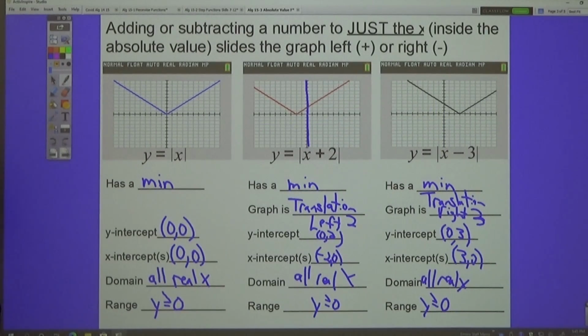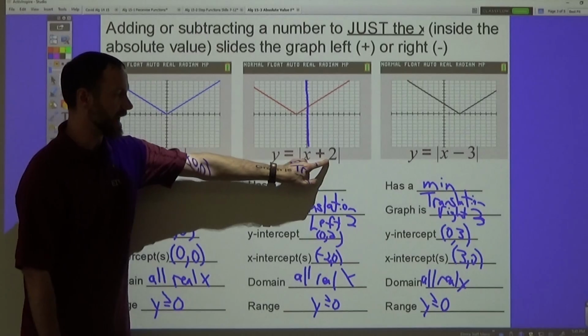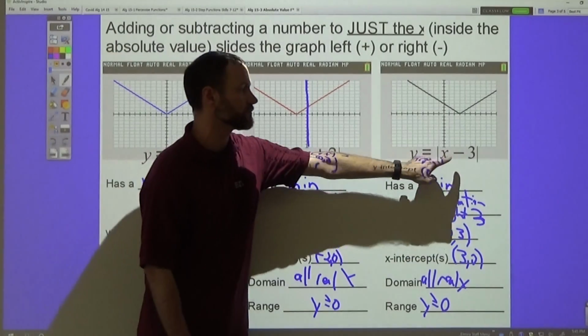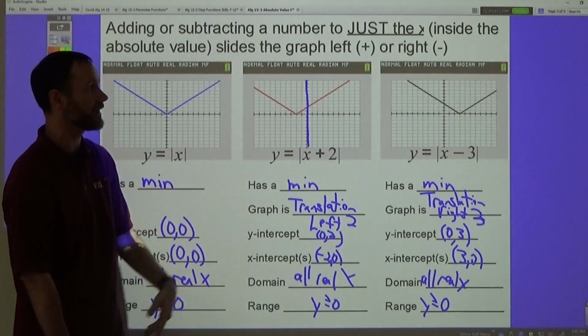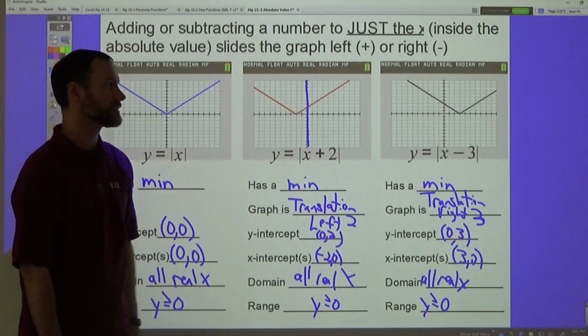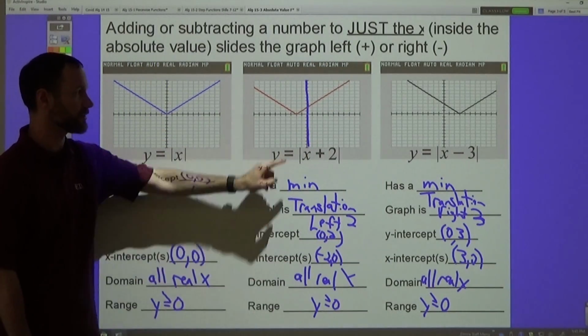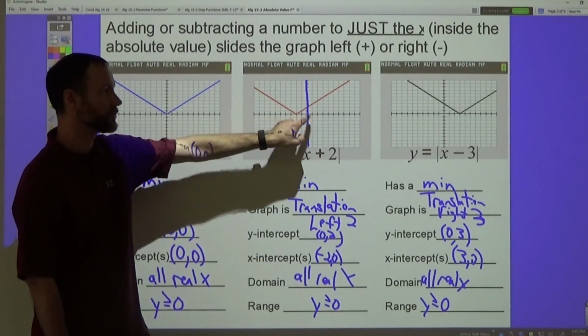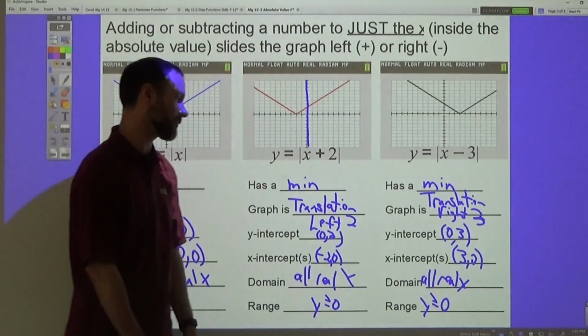If we add a number or subtract a number to just the x value, notice that we're adding 2 just to the x value, and subtracting 3 just from the x value. If we add something, it goes to the left. If we subtract something, it goes to the right. Notice that we're going left 2. Notice that we're going right 3.